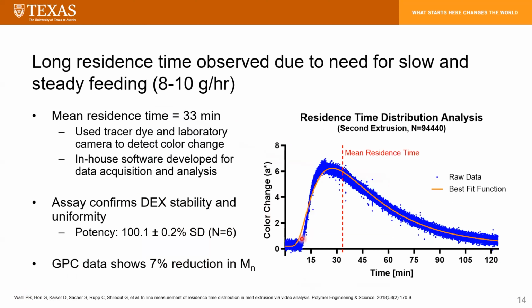And we measured the residence time distribution of dexamethasone in the extruder. The mean residence time is about 33 minutes. Potency is 100%, with about a 7% reduction in the number average molecular weight. This is why, early on, all this thermal stability analysis of the PLGA was based on around 30 minutes.